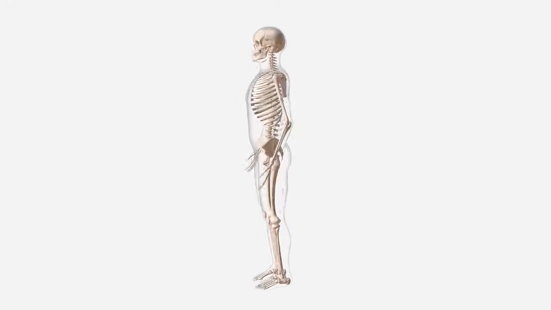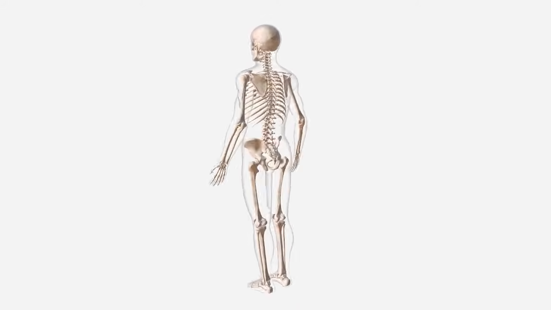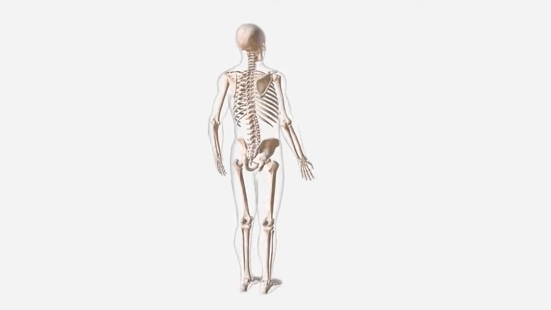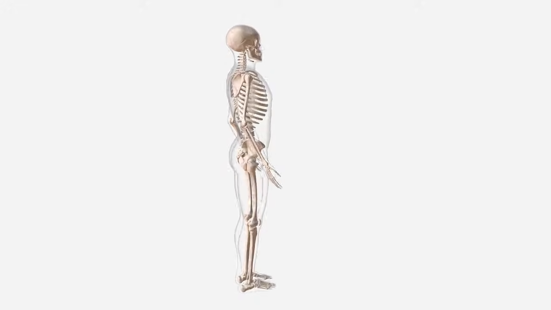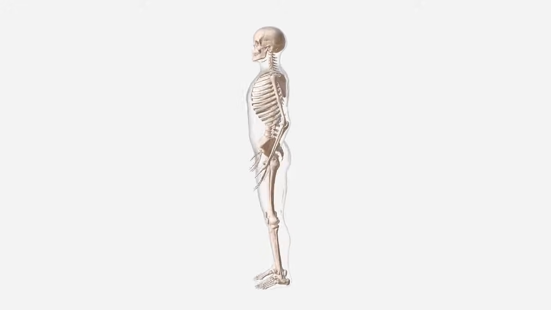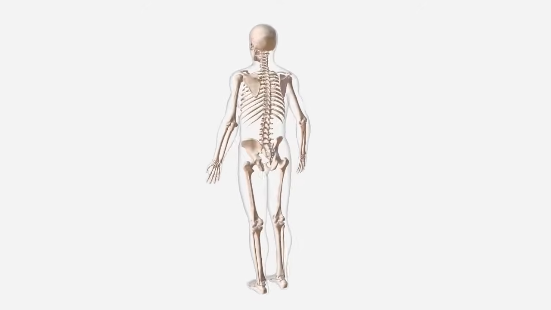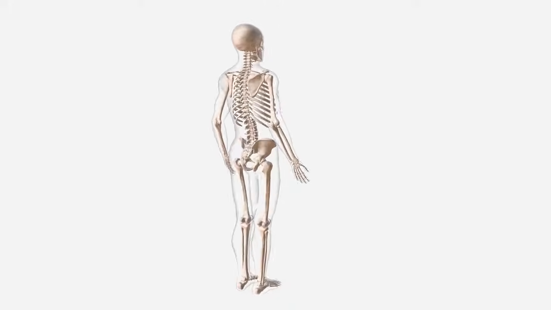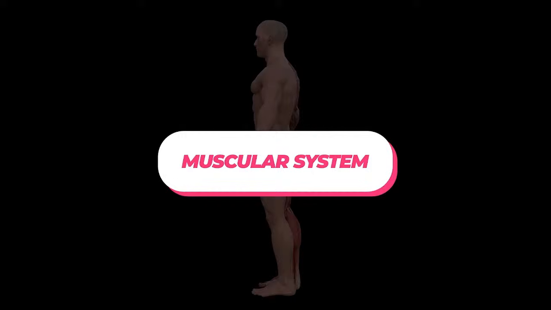Bones are the hard, calcified tissues that make up the skeleton. They are classified into 4 types: long bones, short bones, flat bones, and irregular bones. Bones are connected to each other at joints, which allow movement. The skeletal system also plays a number of important roles in the body. It provides support and protection for internal organs, helps maintain posture and balance, and produces blood cells in the bone marrow.